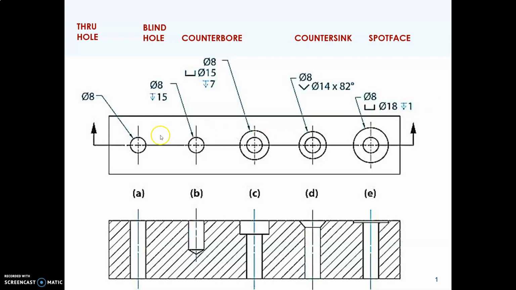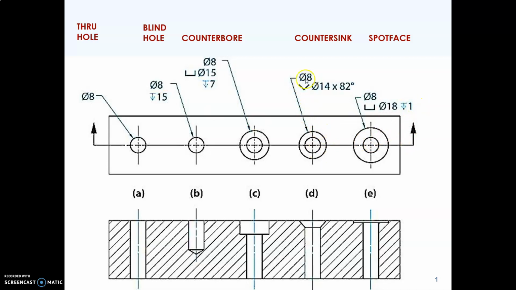Here are a top view and a section view through a block with holes of various kinds of shapes, so you can see all together what they look like compared to each other. Notice the first one goes all the way through, so it does not have a depth. The second one only goes part of the way down, so it gives a diameter and a depth.